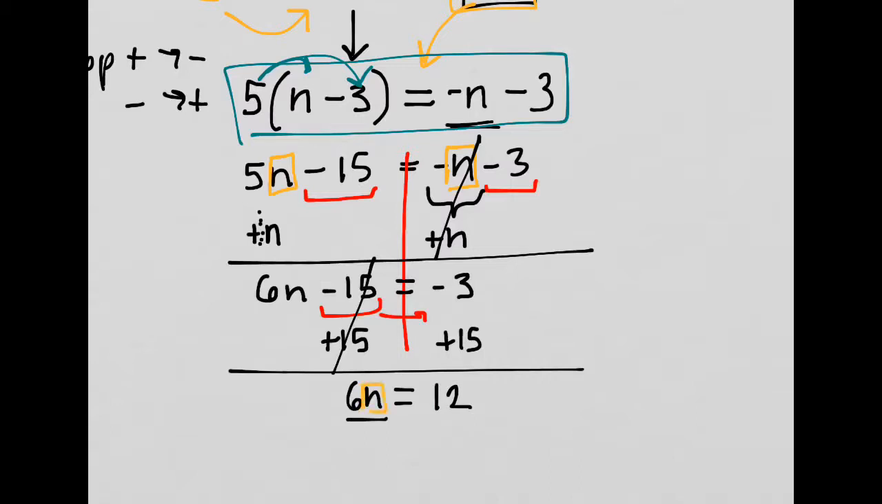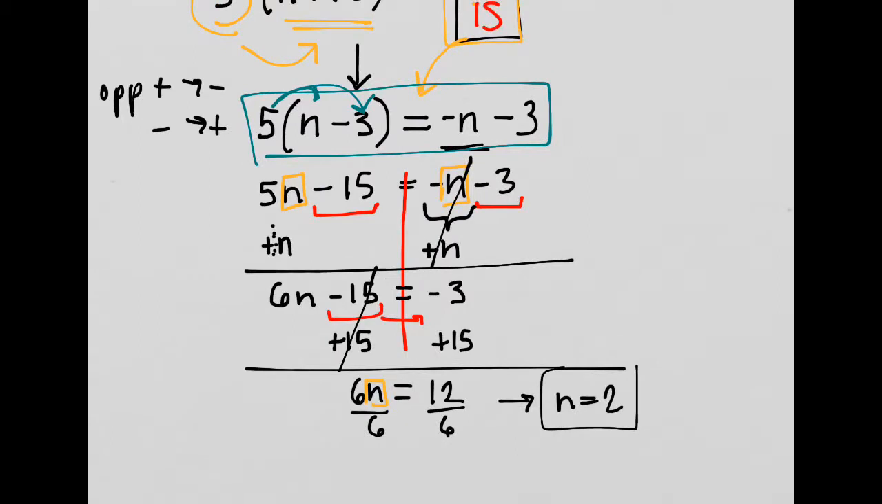Right now it is being multiplied. To undo that multiplication, I will divide both sides by 6. That means n equals 2. There we go. We found our number. Way to go. Give yourself a pat on the back.